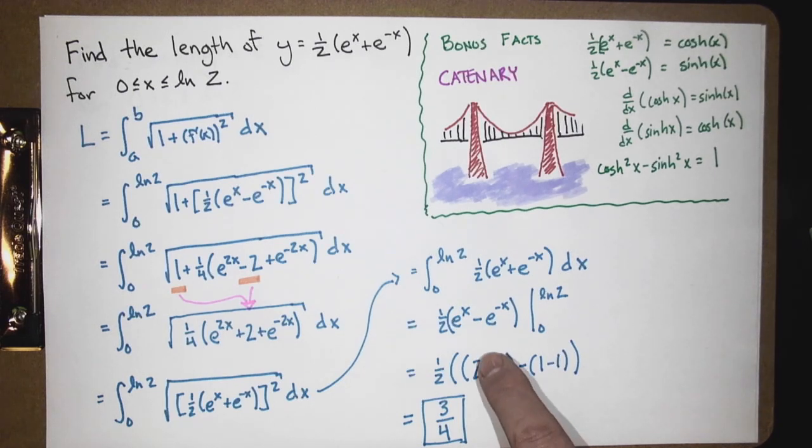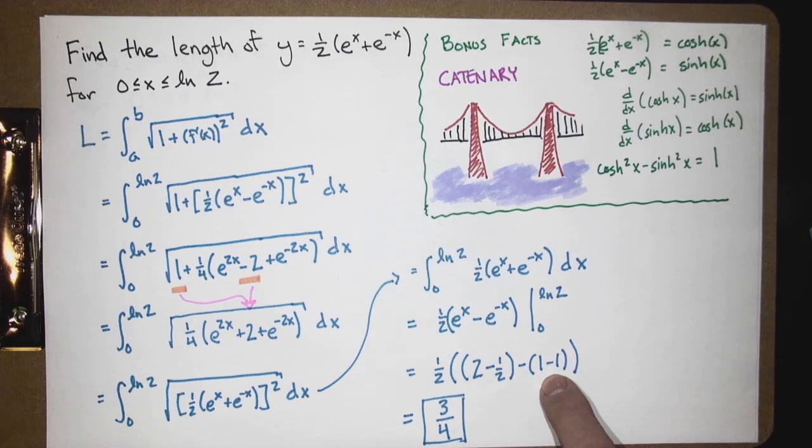Well, of course, we integrate. You get e to the x minus e to the minus x. And we go from 0 to log 2. And you plug in, e to the log 2 is 2, e to the minus log 2 is 1/2, e to the 0 is 1. You clean it up, 3/4.